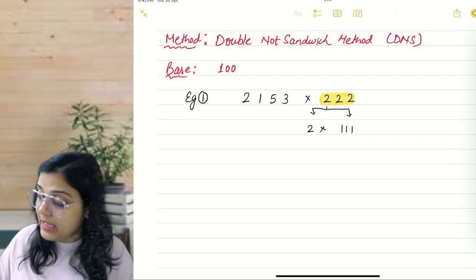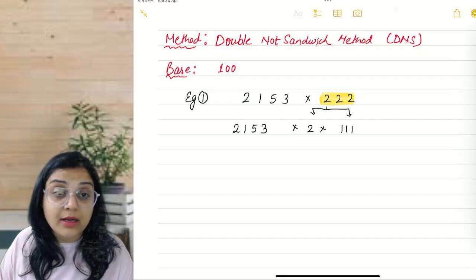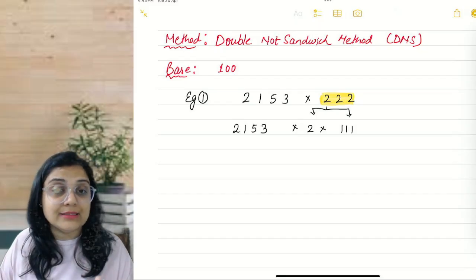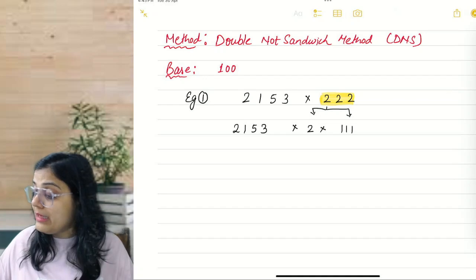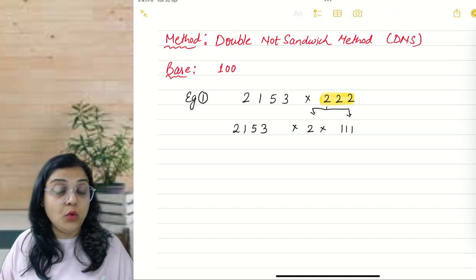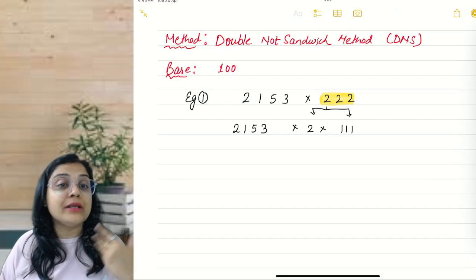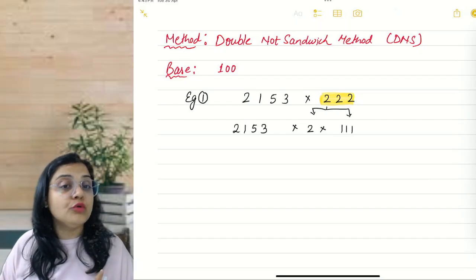Alright. And I am writing the multiplicand as it is. I have just factorized the multiplier and I am writing the multiplicand as it is. In the next step, this is just a recall. If you remember, very good. If you do not remember, I request you to go to lecture number 2 again and see over there.